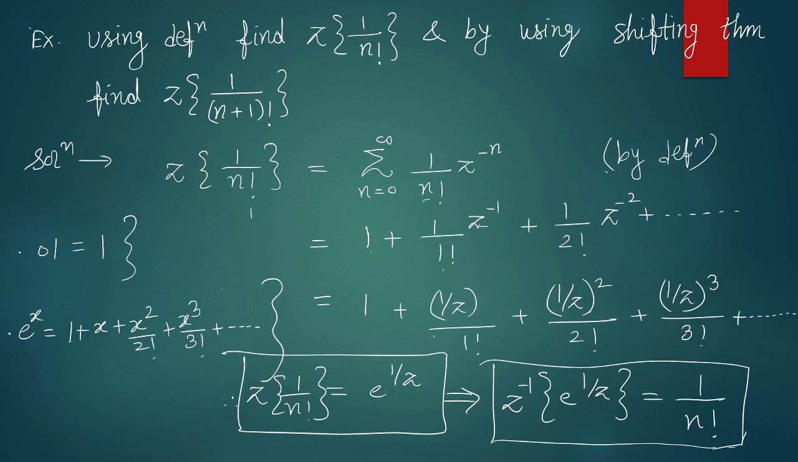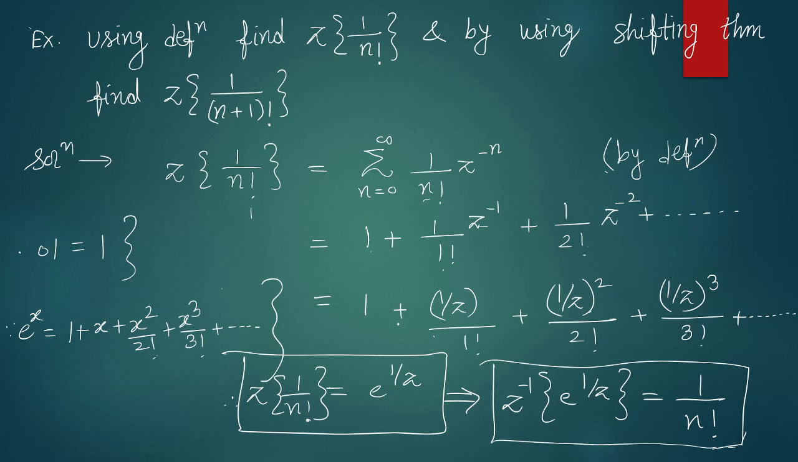In this way we write down the series. Now we know that the expansion of e to the power x is 1 plus x plus x square by 2 factorial and so on. Observe this series. Here, instead of x, we have 1 by z. Therefore the z transform of 1 upon n factorial is e to the power 1 by z, or z inverse of e to the power 1 by z equals 1 upon n factorial.